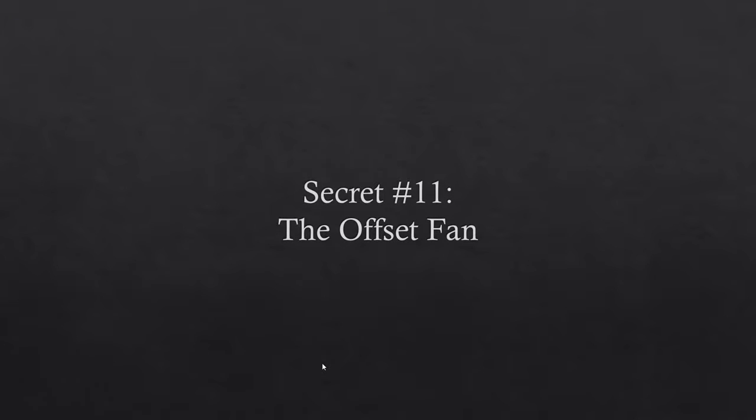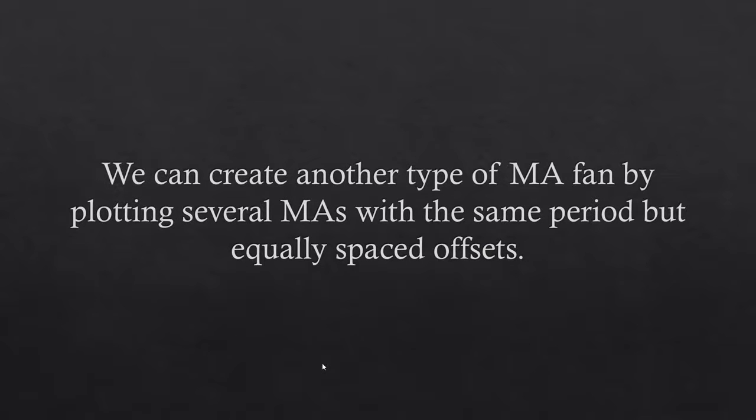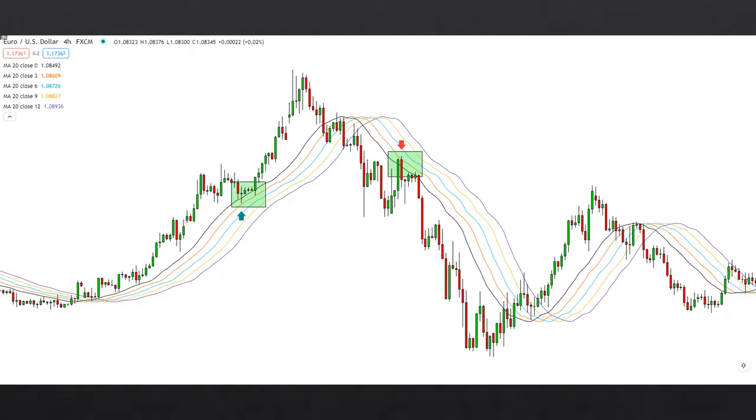Secret number 11, the offset fan. The offset fan is an extension of two previous secrets we talked about. Just like we can create a fan of moving average with same offset and equally spaced periods, we can create a fan of moving averages with the same period but with equally spaced offsets. That will create a slightly different effect in the way the moving averages are displayed, and it might yield different opportunities that could not have been observed in other ways.